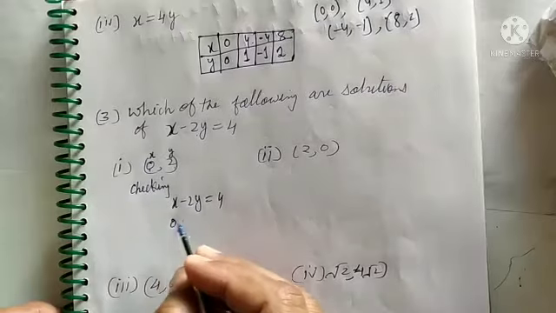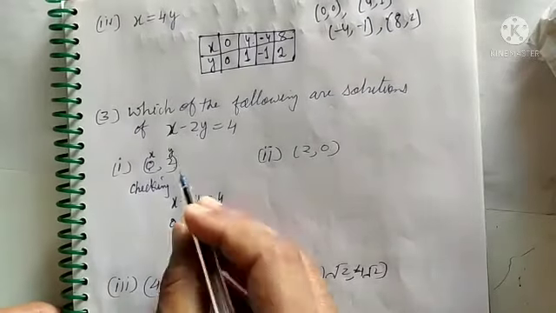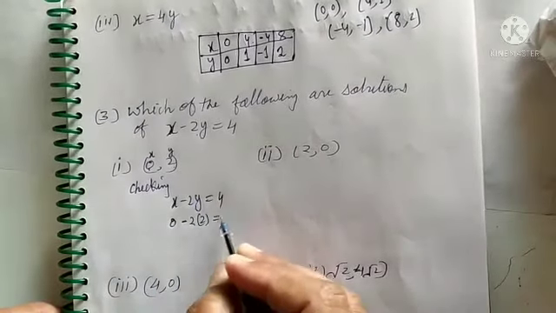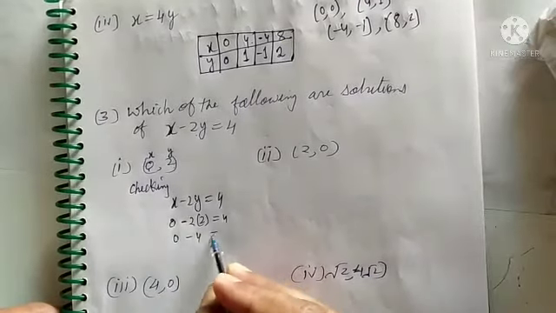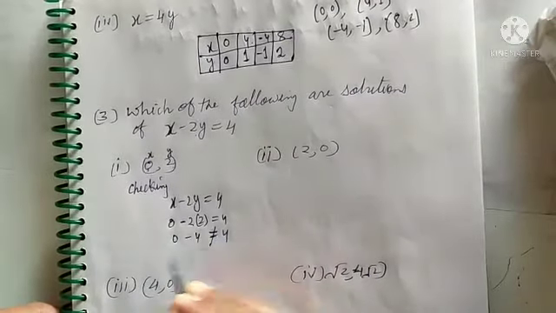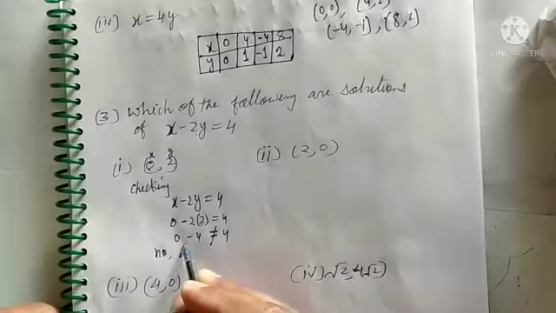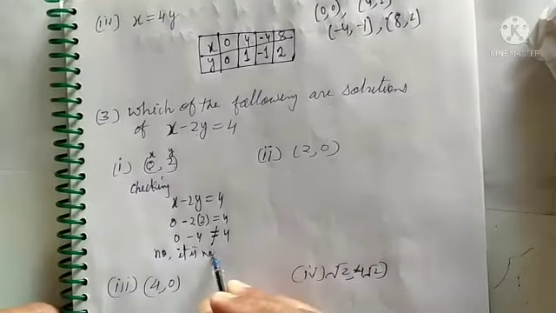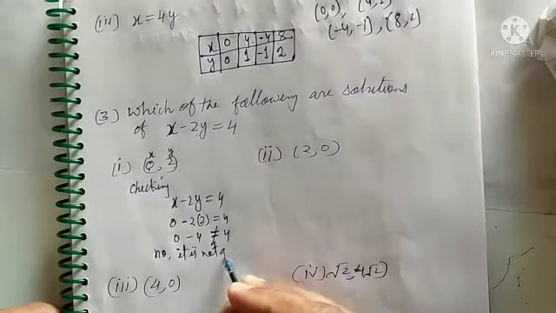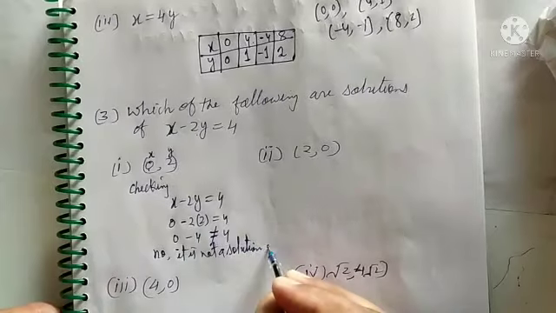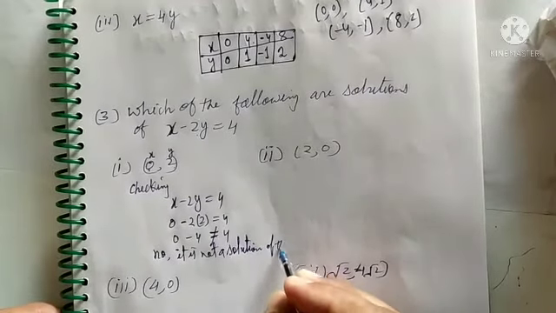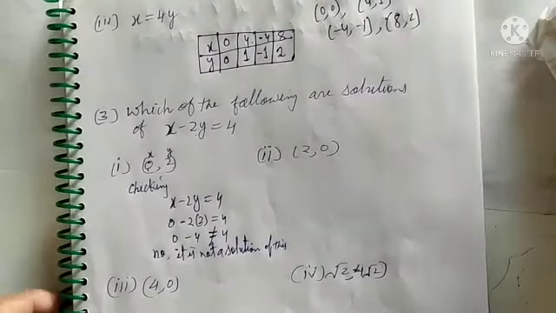So x is 0, put 0 in the place of x, minus 2 times y, which is 2, is equal to 4. This is 0, and minus 2 times 2 is minus 4, and this side is 4, so it is not equal. It means no, it is not a solution of this equation. Okay, so it is not.